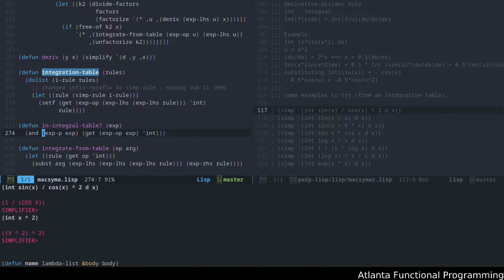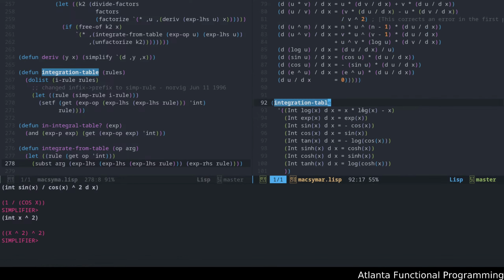So if you look at the integrate from table, it's grabbing the rule here, and then it just runs the substitution from the left-hand side, right-hand side of the rule. So it runs essentially the derivative, not necessarily the derivative divides rule explicitly, but it's applying the right-hand side of the rule with the arguments in line 278.